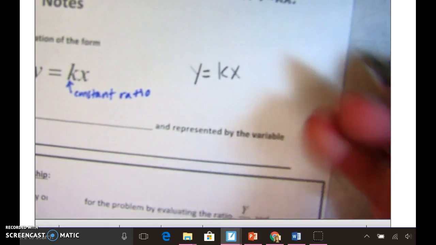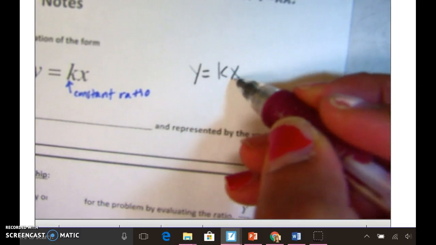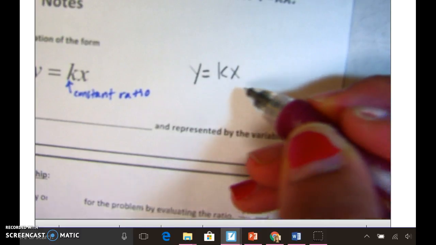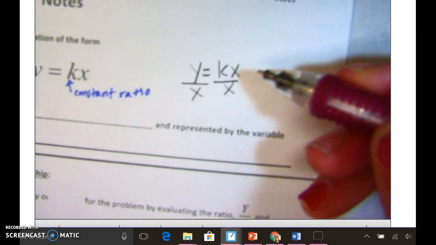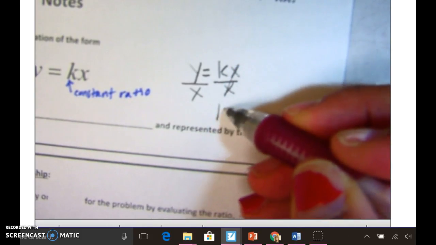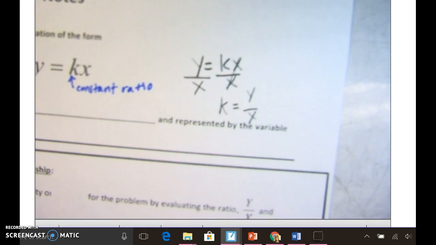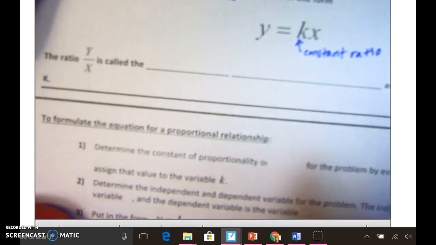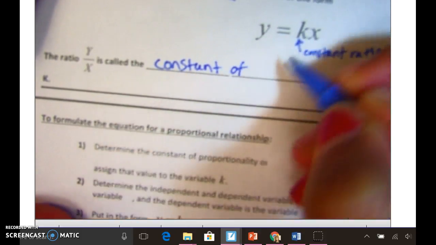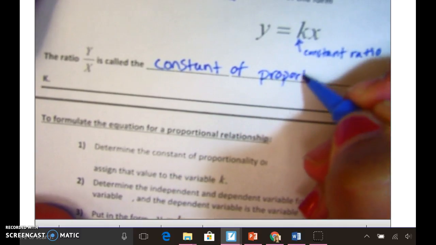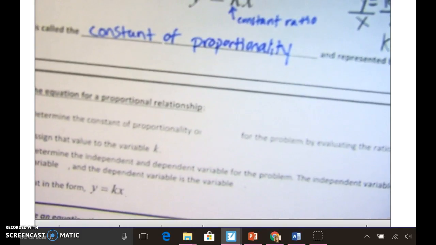If you think about it a different way, if you have y equals kx, how do I get k? How can I get the k by itself? Well, I'm multiplying k times x, so I could divide by x on both sides. Anything divided by itself is 1. So k, the constant, is the ratio between y and x. The ratio between y and x is called the constant of proportionality, and it is represented by the variable k.